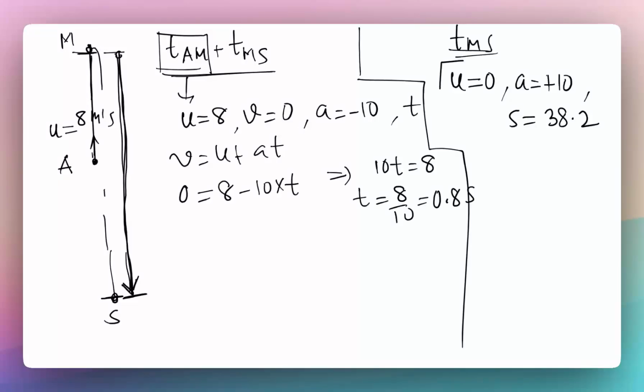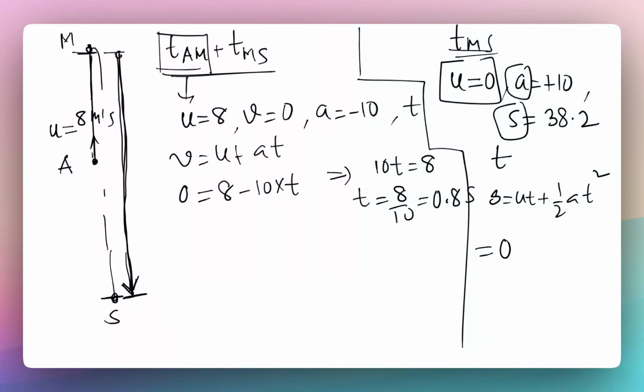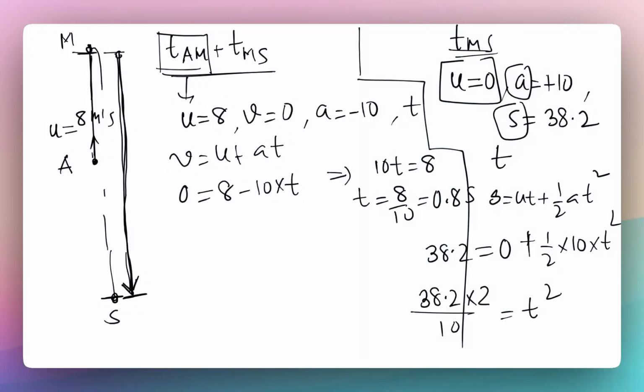Now we have three of them, right? U, A, and S, and all we need to find is the T. Okay. Now, how do we find that T? By simply using an equation which doesn't have V, right? So we can use S is equal to UT plus half A T square. Now U is 0, so this is going to be 0. So this is going to be plus half A, which is plus 10, into T square, and this is going to be 38.2. So I'm going to take it on that side. So this is going to be 38.2 into 2 divided by 10, and then the T square.